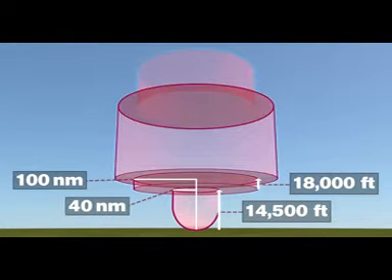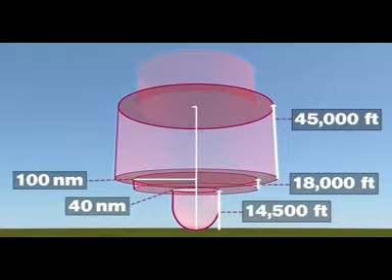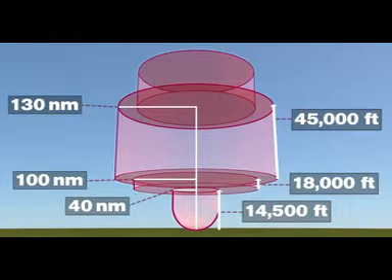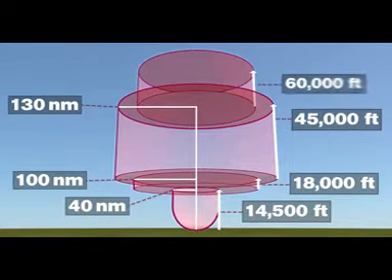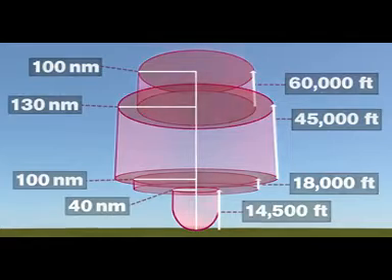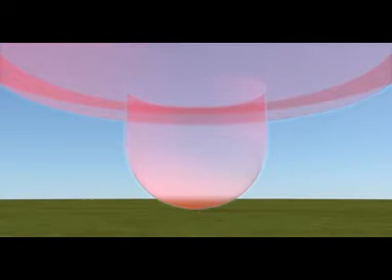Above that is a layer from 18,000 feet to 45,000 feet and a range of 130 miles. And finally, the top layer goes from 45,000 feet to 60,000 feet and has a range of 100 miles. The rounded shape at the bottom of these service volumes is depicting the line of sight characteristics of the VOR.